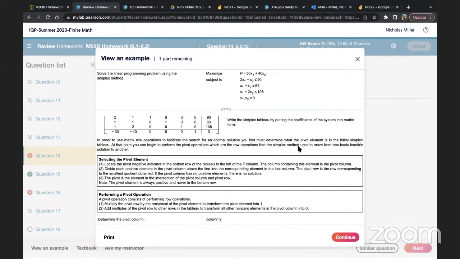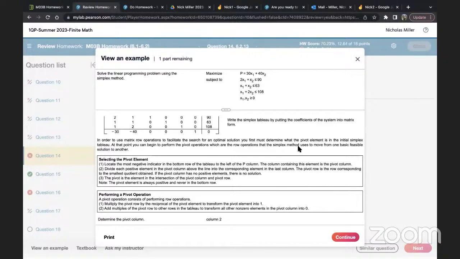In order to use a matrix for operation to facilitate search, let's determine what the pivot element is in the initial simplex tableau. At that point, you can begin to perform the pivot operations that are the row operations, moving from one basic feasible solution to another. What makes a pivot element? So they're telling you in the box, it says selecting the pivot element, locate the most negative indicator in the bottom row of the tableau.